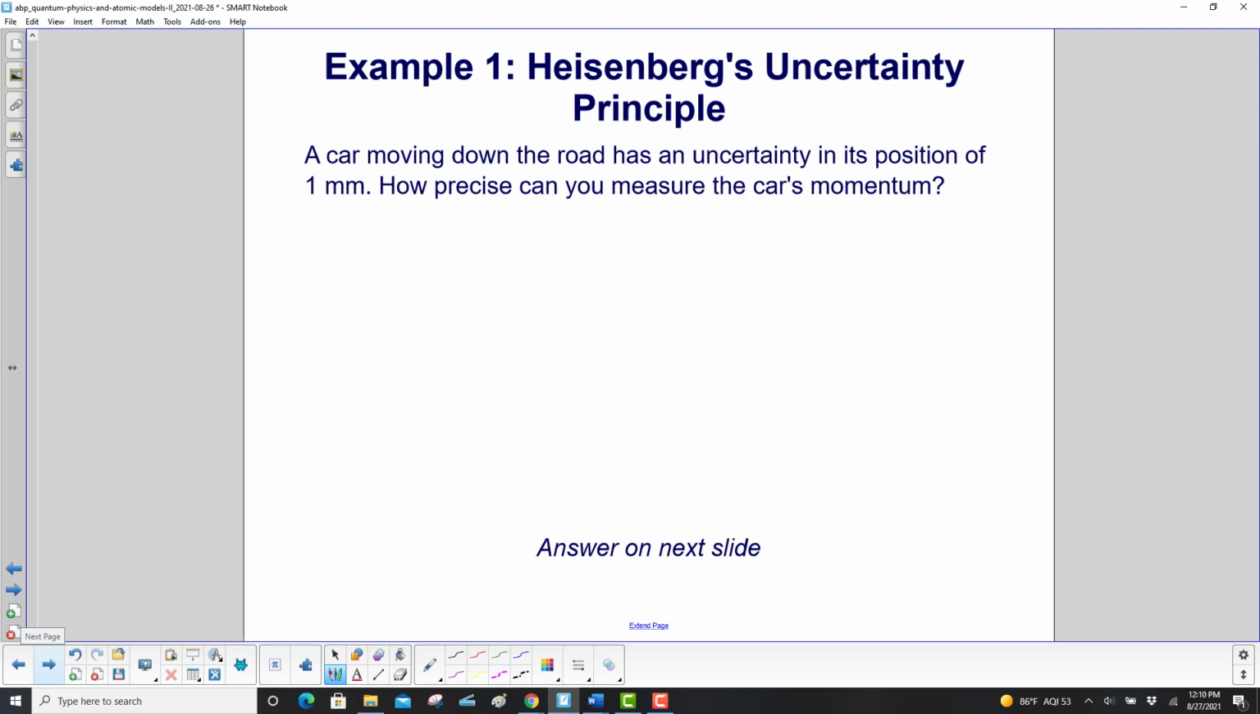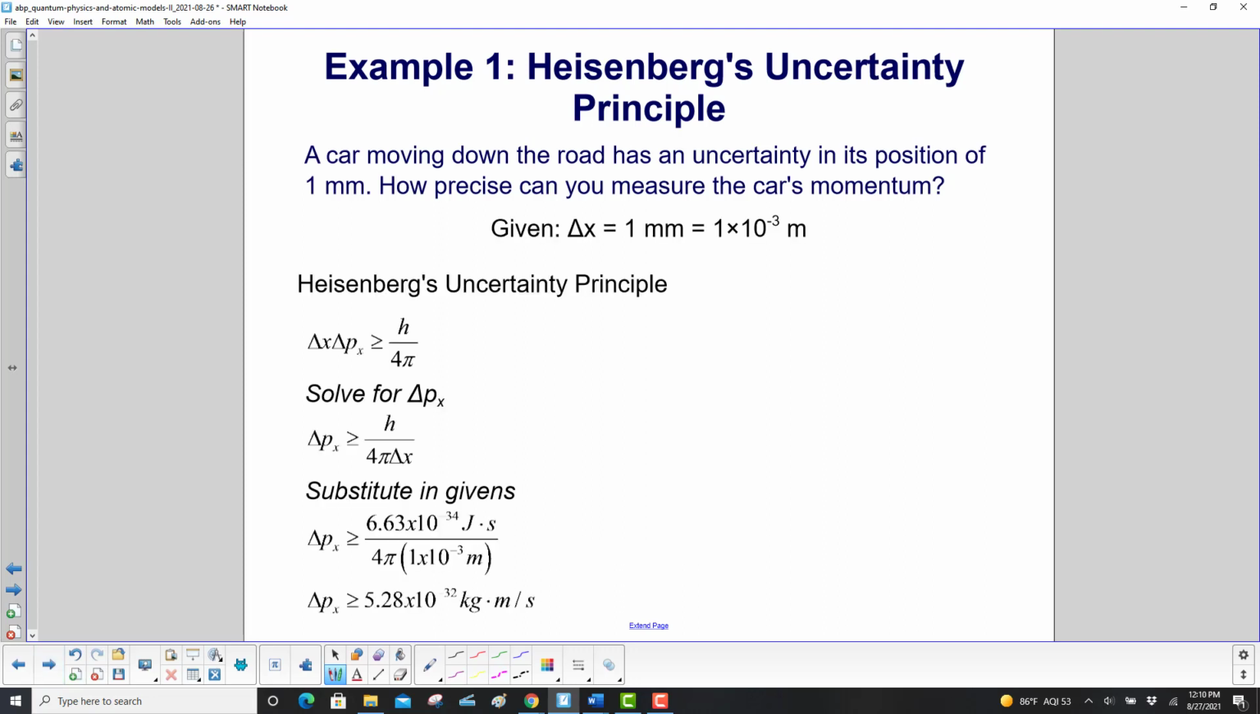A car moving down the road has an uncertainty in its position of 1 millimeter. How precisely can you measure the car's momentum? We're given delta x over here, 1 millimeter, which we convert to meters, 1 times 10 to the minus 3 meters. Here's the uncertainty principle.